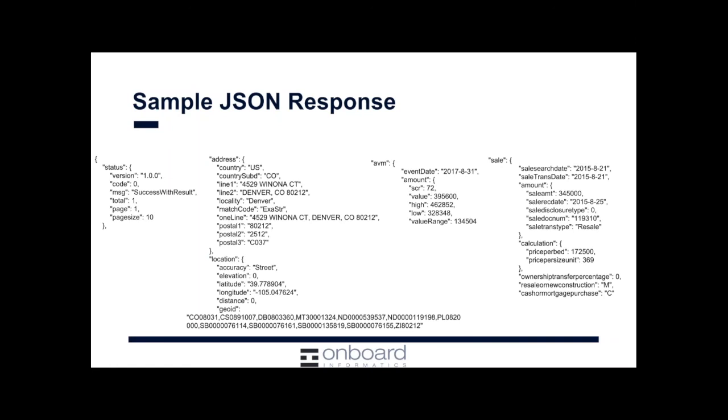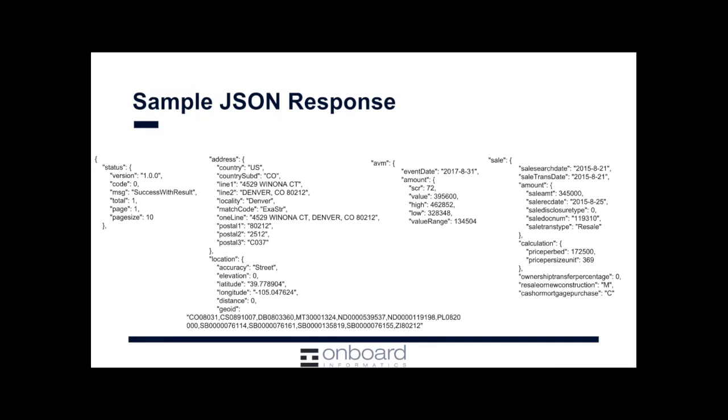This is an example of a response from one of the APIs, and you can see that it's nice. Even if you're not a software engineer, you can see that it's nicely organized into different objects where you've got your status object first. This one says success with result. If the property wasn't found, if there was a typo or something like that when you submitted it, it doesn't bug out or crash or something. It'll just say success without result.